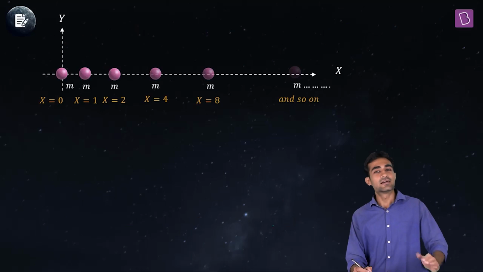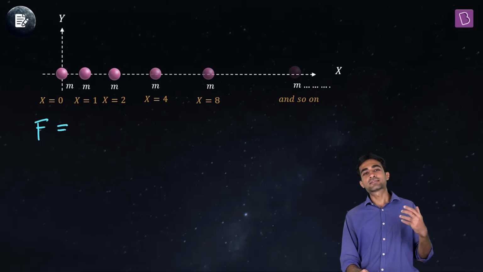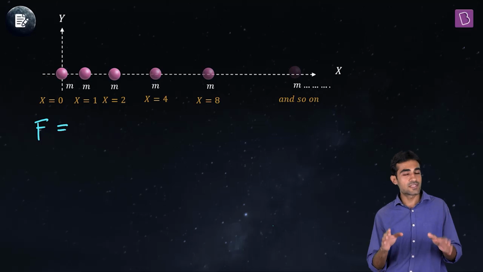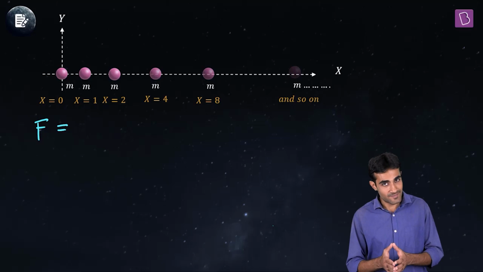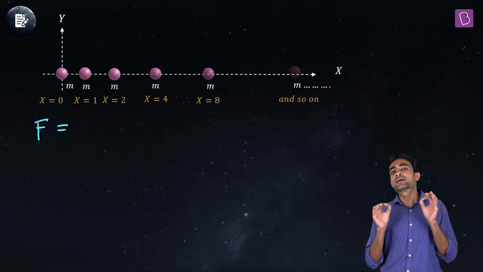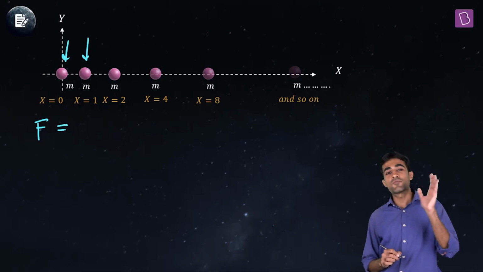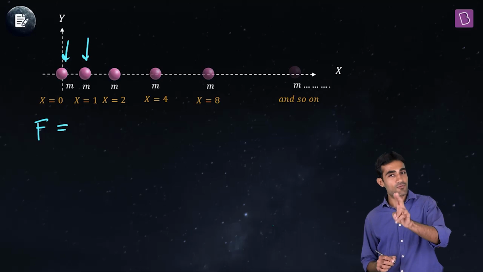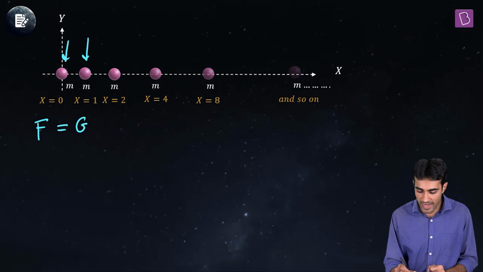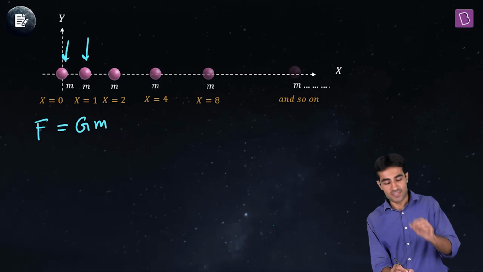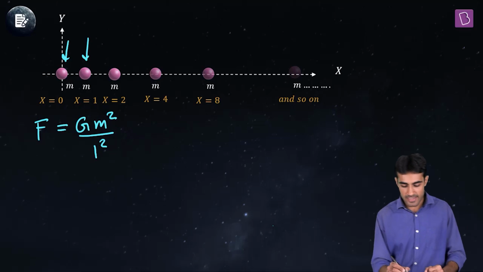Well, very simply, we can say the net force is the sum of all the forces. All the forces are along the positive x direction, so we can add the magnitudes directly. Now, what do we consider? We will consider each pair individually. So this is our first pair, x equal to 0 and x equal to 1. What is the distance between them? 1 meter. So the gravitational force is GM times M, that is GM square divided by 1 square.